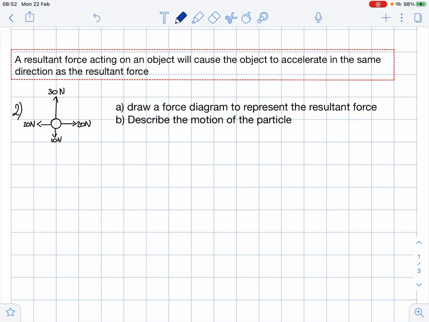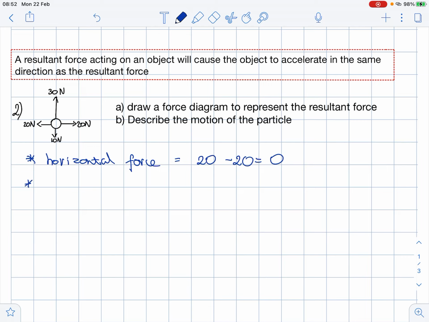So we have a diagram which is drawn. We have 20 newtons going to the right, 20 newtons going to the left. So what does this mean? It means that the object is not moving to the right or to the left, because the horizontal forces are balanced. So let's note here. The horizontal force is 20, which is positive to the right, and 20 negative going in the other direction. So it's 0, so it's not moving right or left.